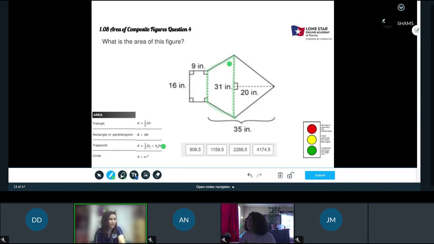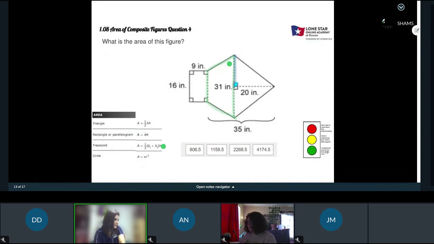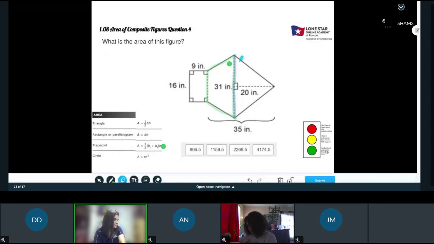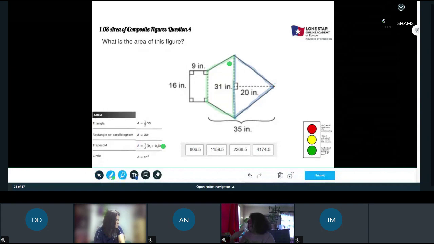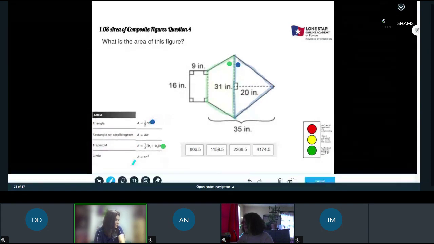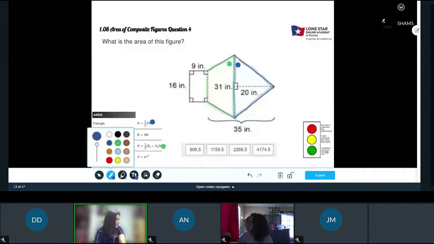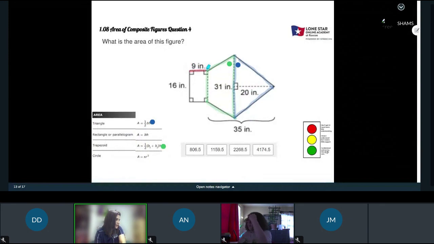No problem. Then we can also see a triangle. And here's this triangle with a common base as the trapezoid, height of 20. So here's the triangle, here's the formula for the triangle. Then we also see a rectangle on the side, a 9 by 16 rectangle.